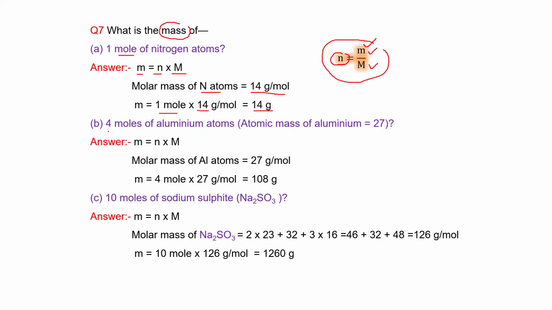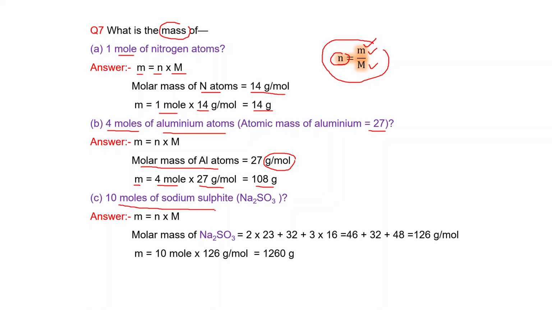The same way, 4 moles of aluminium atoms, atomic mass of aluminium is given. And this atomic mass is numerically equal to the molar mass of aluminium atom, but this is expressed in gram per mole. That's why mass of 4 mole of aluminium atom is 4 mole into 27 gram per mole. Your answer is 108 gram.